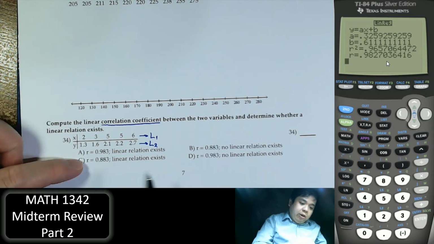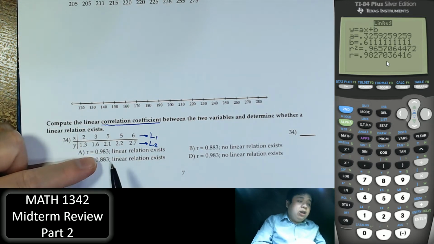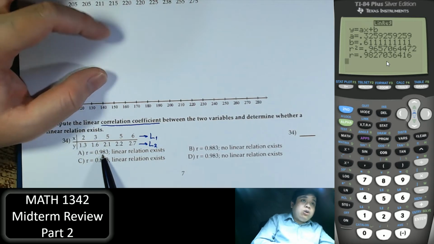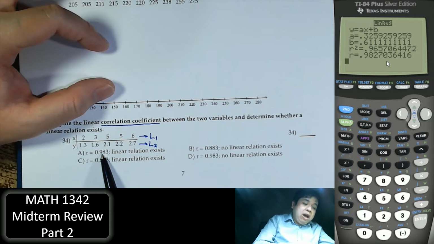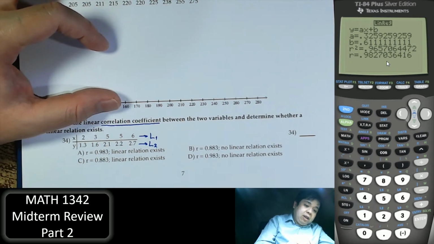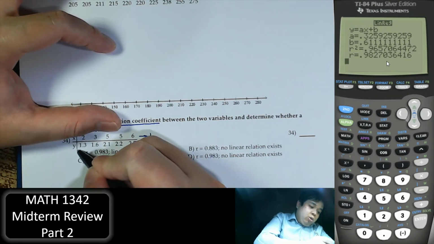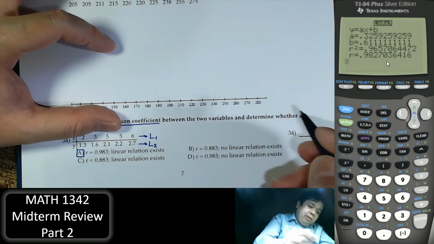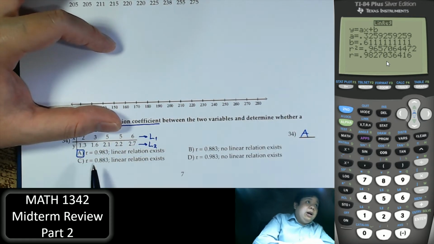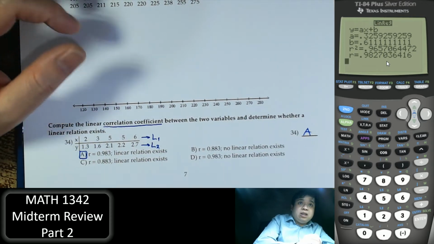Right, so 0.9837. And R, the closer it is to 1 or -1, the better the linear relation. And so this is 0.983 and very close to 1. So we have the linear relation exists.